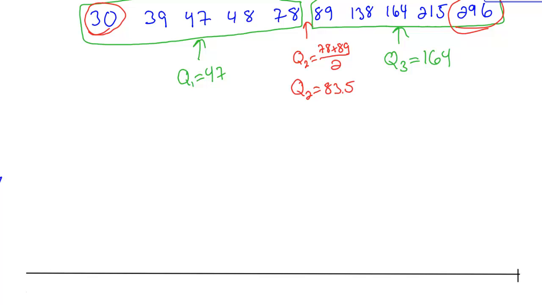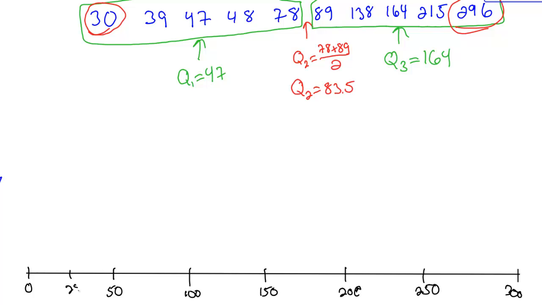And since we have a large range of numbers, we go all the way from 30 to 296, I'm going to use a scale that goes from 0 all the way up to 300. So we're going to go from 0 to 300. Let's see. Here will be about 100, and here's about 200. So here's going to be about 50. Here will be about 150. And this will be about 250.